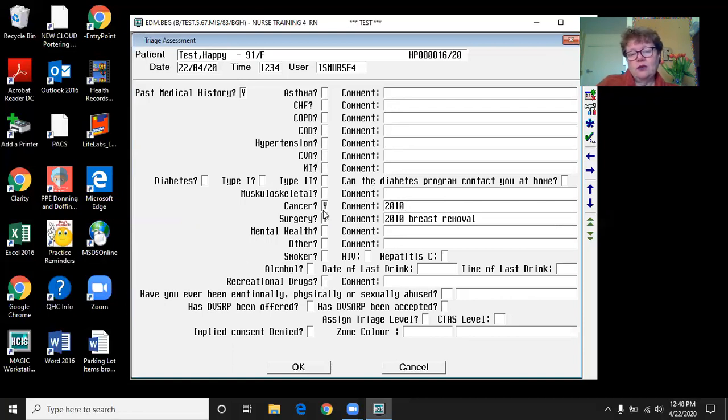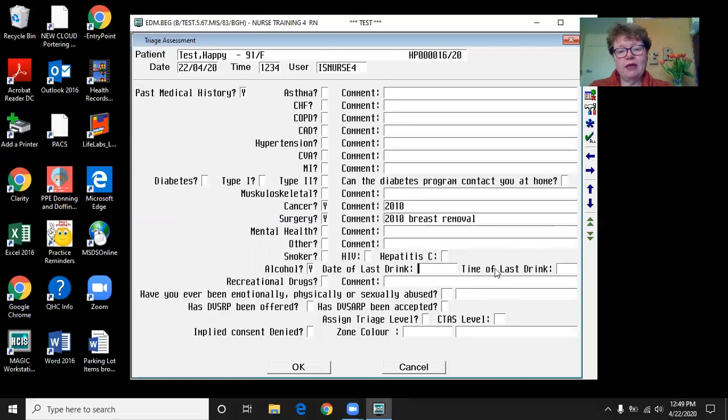It will bring us down to smoker, HIV, hepatitis C, very important. We're often drawing blood work. We're the only area that typically asks this right away. Alcohol intake, it's a yes or no here, so potentially a yes. The date of the last drink. These are significant questions, both date of last drink and time.